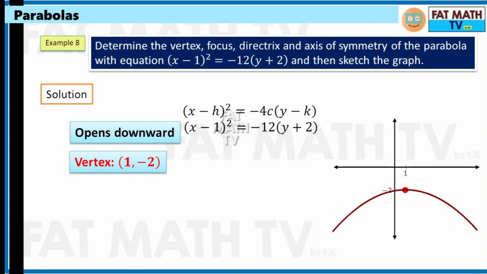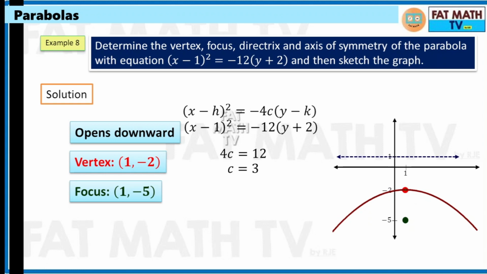And then, to identify the focus, we need to solve for c. 4c here is 12, so 4c is 12, divide both sides by 4. You will get c equals 12 over 4, that is 3. So 3 units below negative 2, that is negative 2 minus 3, so that is negative 5. So you will have the same x coordinate, that is positive 1. So (1, negative 5). And then 3 units above negative 2, that is negative 2 plus 3, so that is positive 1. So the equation of the directrix is y equals positive 1.